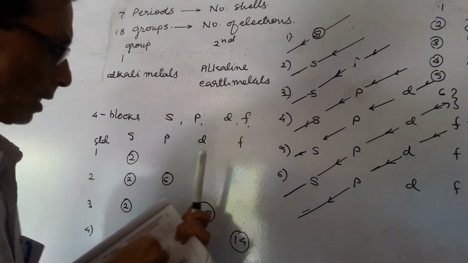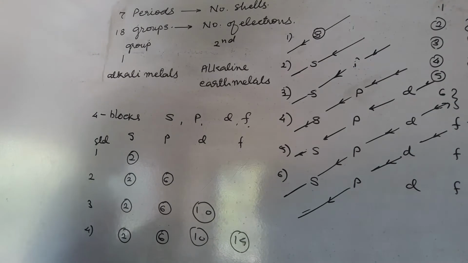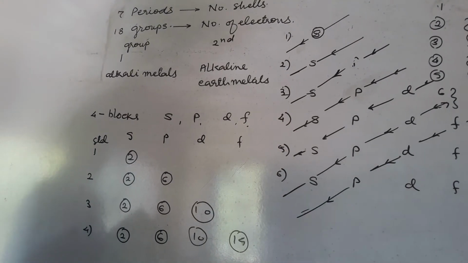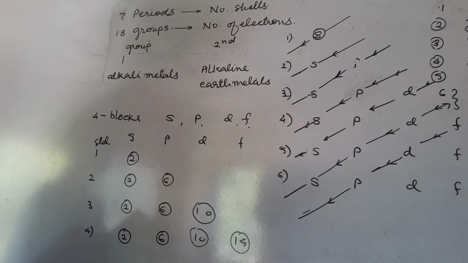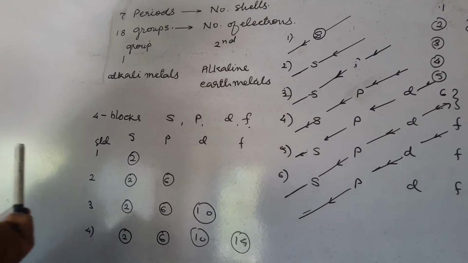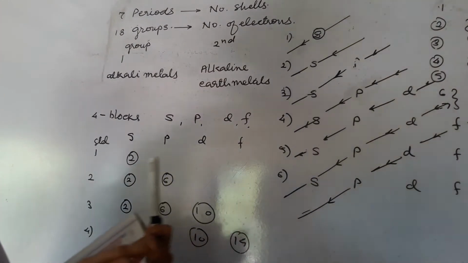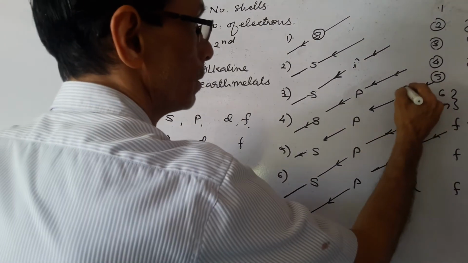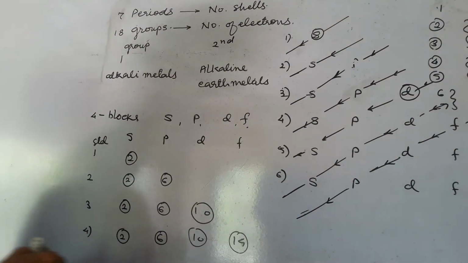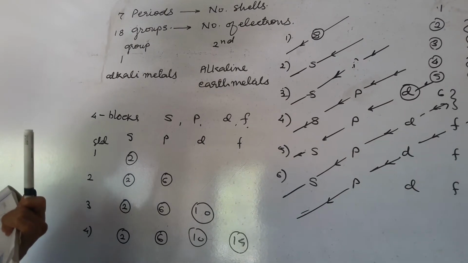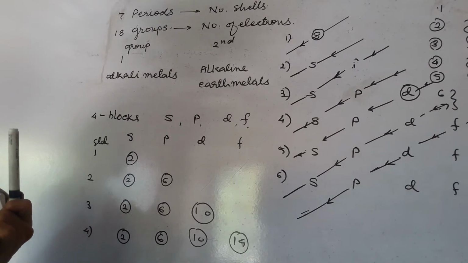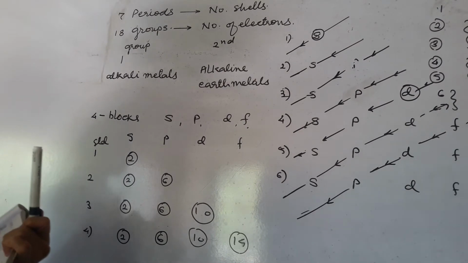So here, the D group is called the transition elements. First and second, S block and P block, earlier they were prepared, but later on they found the D block also is there, and the D block is kept between S and P block. And since they are placed between these two, they are called transition elements. They are all metals. They have nearly similar properties.